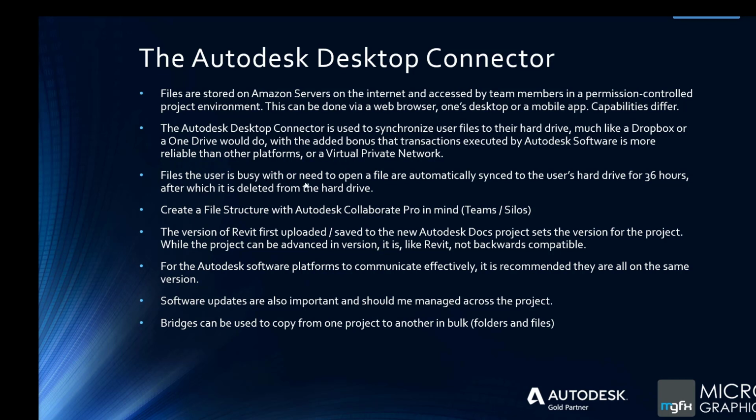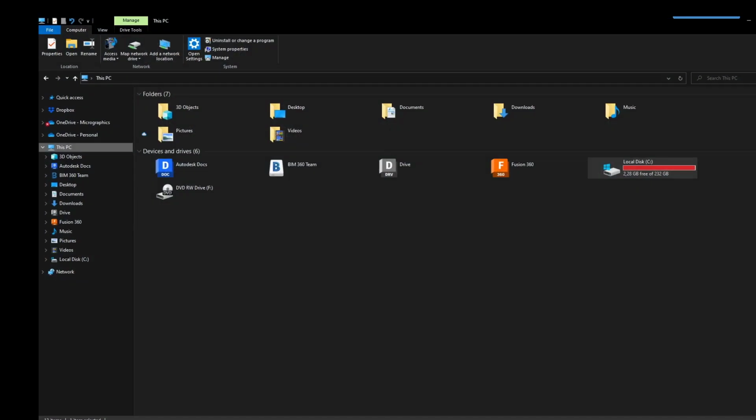Then, files the user is busy with or needs to open are automatically synchronized to the user's hard drive for 36 hours, after which they are deleted from the hard drive. This is both a benefit and a liability or a weakness within the platform. Not really a weakness as such, but a limitation. And the reason for that is when we install the Autodesk Desktop Connector, you will find that the Desktop Connector synchronizes your projects down onto your hard drive.